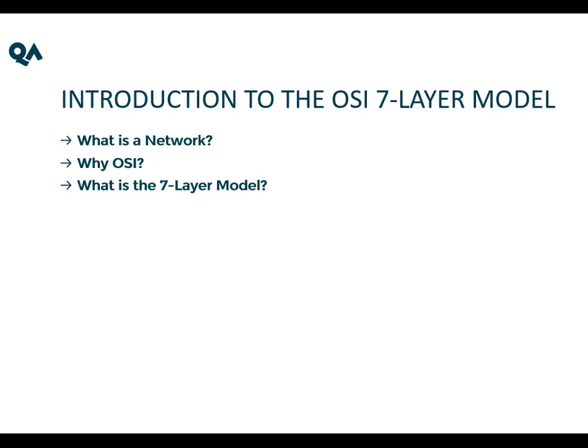So to start off, we're going to look at what a network is, because the OSI 7-layer model has to do with networking. Then we'll look at why we have it, and finally we'll see the 7 layers of the model. In subsequent videos, I will explain each of the 7 layers in a little more depth, for anybody doing networking exams for any of the software vendors. So we'll start with the first bit.